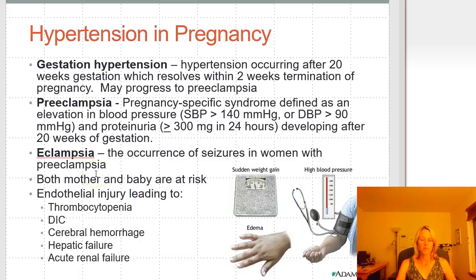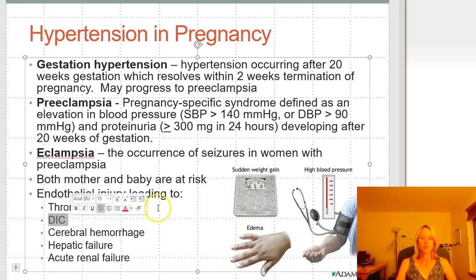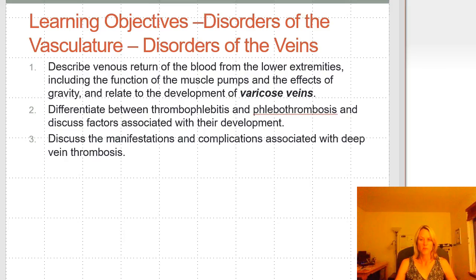This puts both the mother and baby at high risk. It can lead to endothelial injury, which can lead to DIC, thrombocytopenia, cerebral hemorrhage, liver failure, and kidney failure. Okay, we'll look real quickly at disorders of veins.